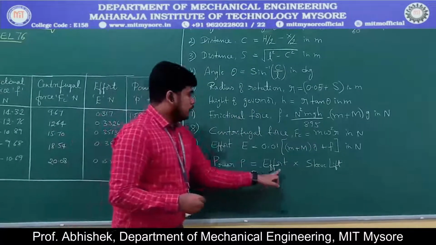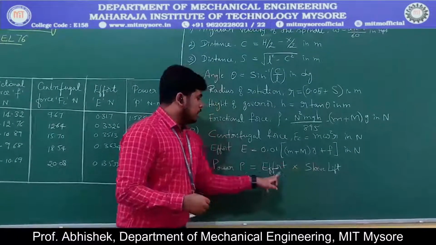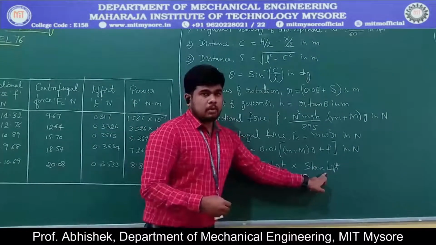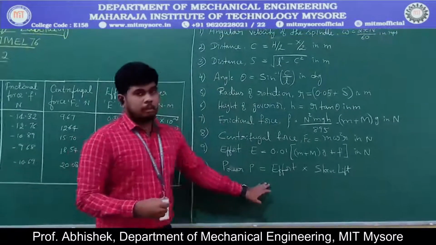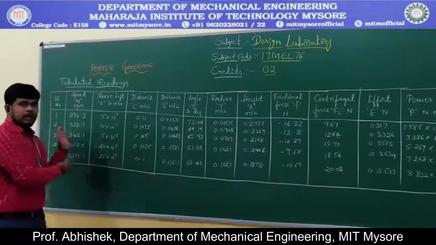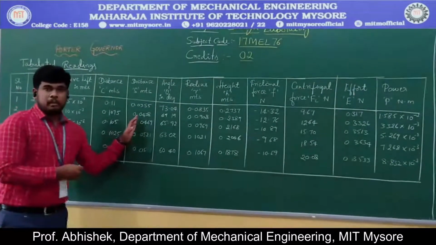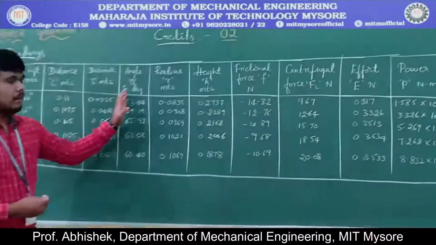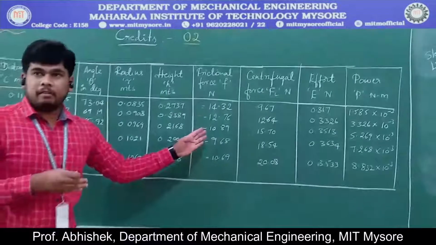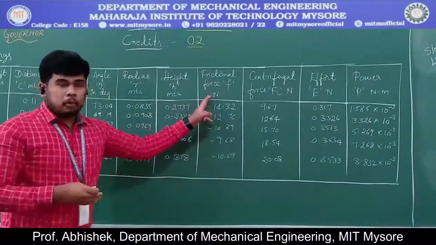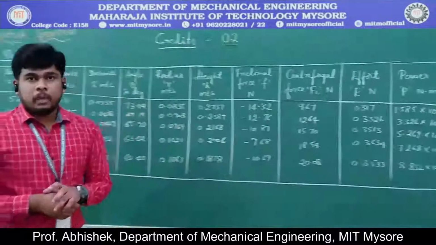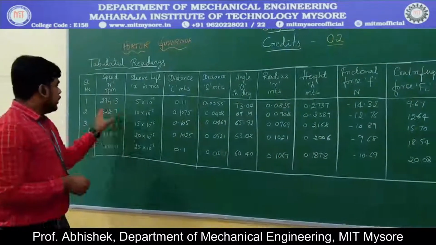Then power, P is equal to governor effort into sleeve length. Governor effort we already calculated in the ninth step itself, and we have the sleeve length value also. So thereby I can calculate the governor power. So with the help of the standard formulas and the taken readings, we can calculate the further required parameters like the distance, angle, radius of rotation, height, frictional force. As per the aim of the Porter governor, we can calculate the frictional force and the centrifugal force, governor effort, finally governor power. So those formulas are very important, and the readings also.